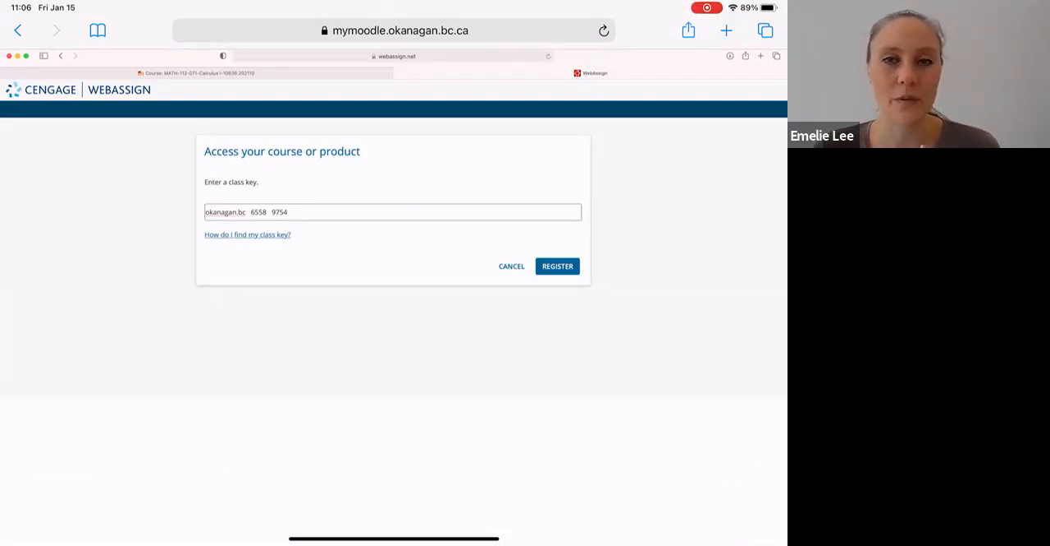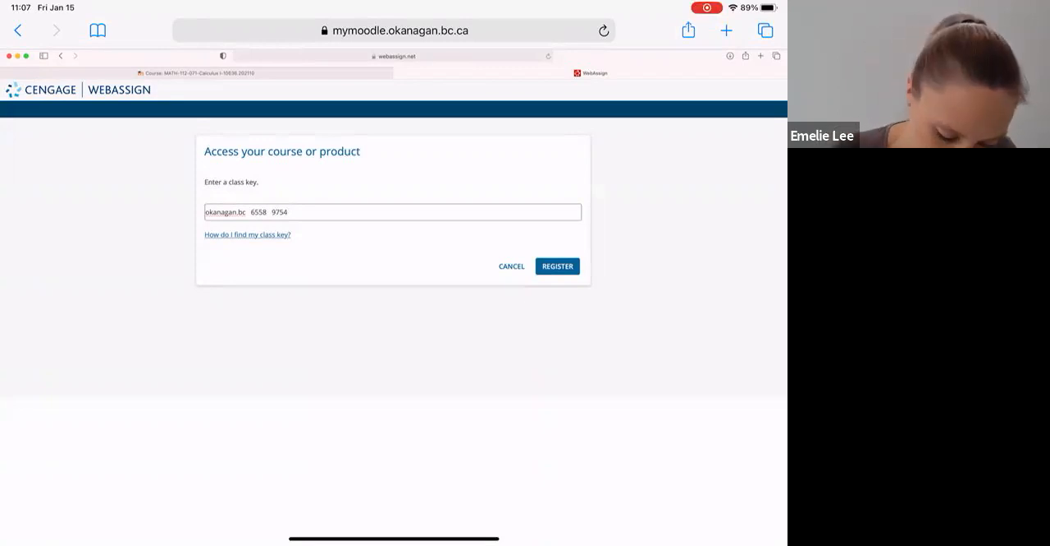So it says enter a class key, and this is different from how it used to look. If you're coming across a page that's red instead of blue, then it should still work. I know there was a glitch, so I think the new page is blue. So you enter your class key and then you hit register, and then hopefully it registers you in our course.